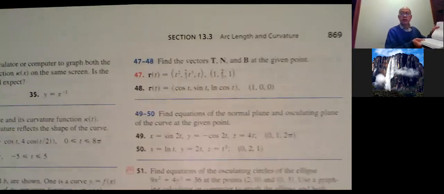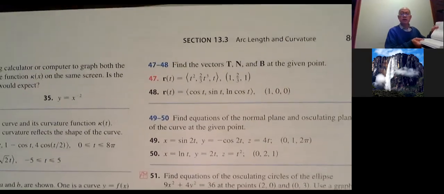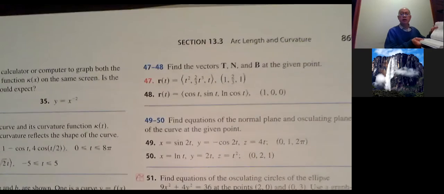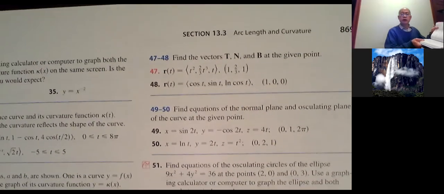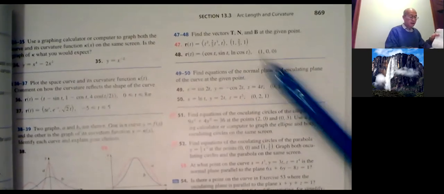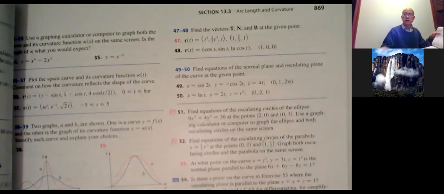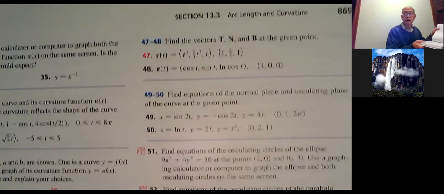Find the vectors T, N, and B at the given point. So r(t) is t squared, 2/3 t cubed, t at the point (1, 2/3, 1). Okay, so what is the t value? It's probably easy to look at the z component. t is 1. So t is equal to 1. And quick double check, if you plug in 1 for all the others, it works.